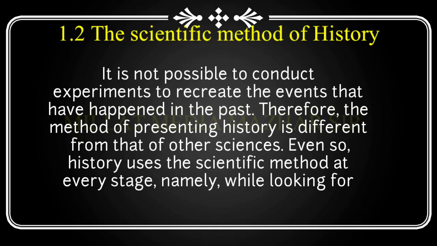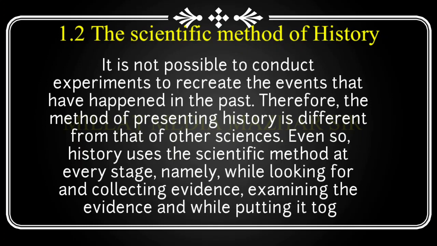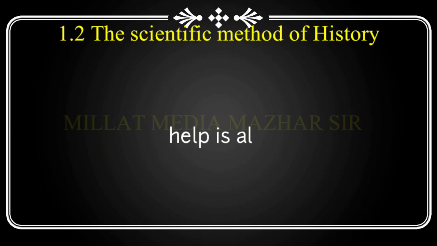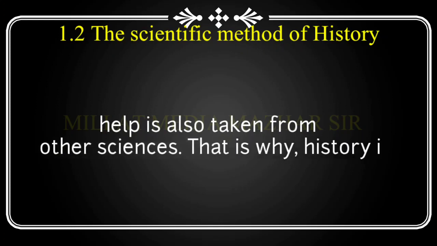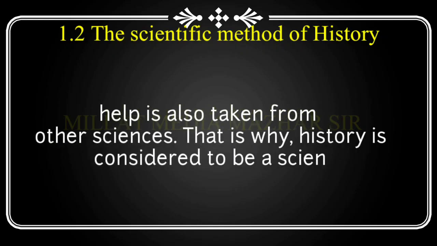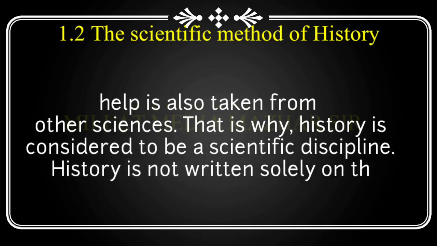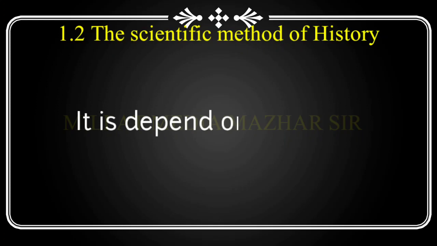Even so, history uses the scientific method at every stage, namely while looking for and collecting evidence, examining the evidence, and while putting it together. When required, help is also taken from other sciences. That is why history is considered to be a scientific discipline. History is not written solely on the basis of imagination. It depends on evidence.